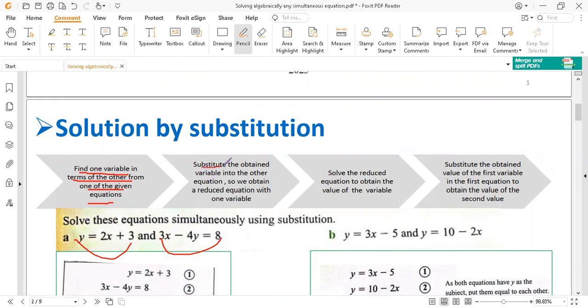Then we substitute the obtained variable into the other equation. We use what we found as a variable in terms of the other variable, and we substitute it in the second equation, like we are integrating the two equations into one equation. So we obtain a reduced linear equation with one variable, and we solve it to obtain one of the variables. Of course, we then substitute the value that we obtained into the first equation to obtain the value of the second variable.